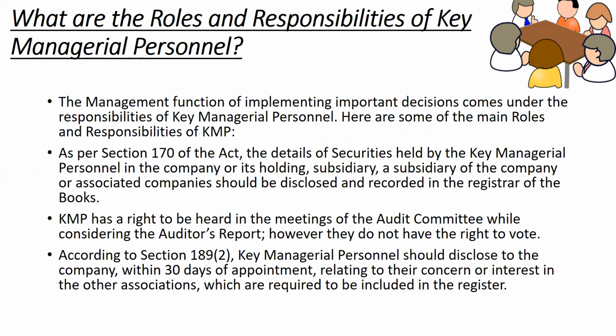You need to know the rules pertaining to the roles and responsibilities of key managerial personnel. According to section 189, subsection 2, the management function of implementing the key or important decisions comes under the responsibilities of KMP, that is key managerial personnel. Here are some of the main roles and responsibilities of them.